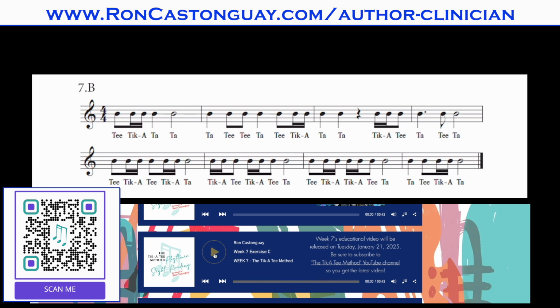Okay, and now, if I asked you the question, what's the final step in this process? You would loudly answer, I need to play it on my instrument, especially if my instrument is not the voice. Okay, so as my vocal ensemble performed exercise 7A, they also agreed to perform exercise 7B. So I'm going to show you them sight reading, again, high school students using the Tik-A Tee method to sight read rhythms. So here they are performing exercise 7B.